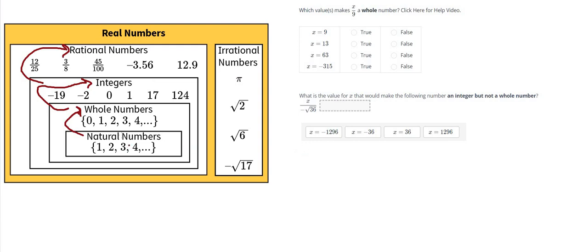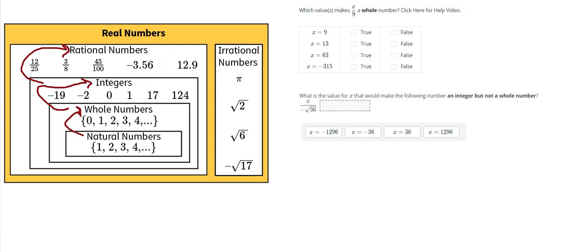And also notice that a lot of numbers can be part of more sets. So, for example, the number 2 is a natural number, which is a whole number. It would also be an integer, and then it would also be a rational number. So all natural numbers are whole numbers, all whole numbers are integers, and then all integers are rational.